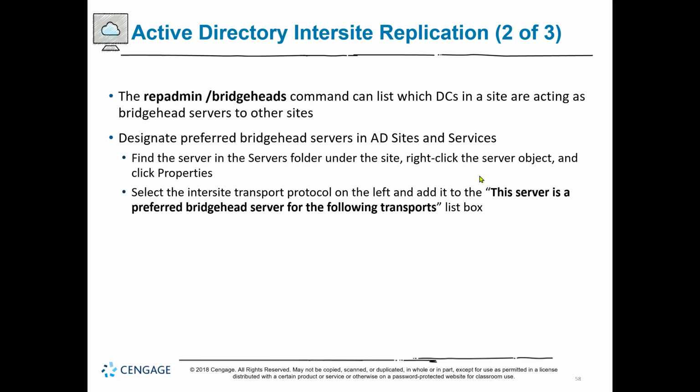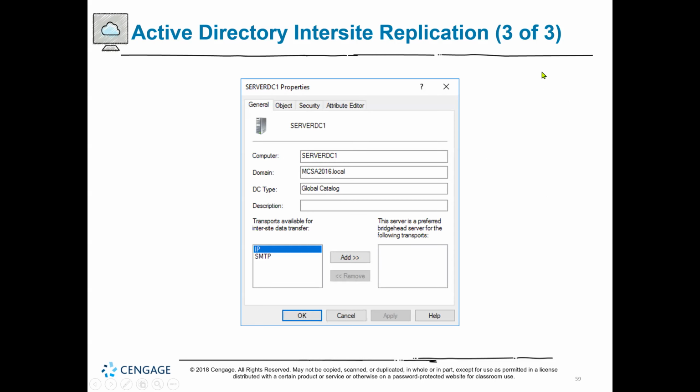To designate a preferred bridgehead server in AD Sites and Services, find the server in the Servers folder under the sites, right-click the server object and click Properties, select the inter-site transport protocol on the left and add it to the "This server is a preferred bridgehead server for the following transports" list box. So like everything else, right-click, properties. And here is your example of that properties window.